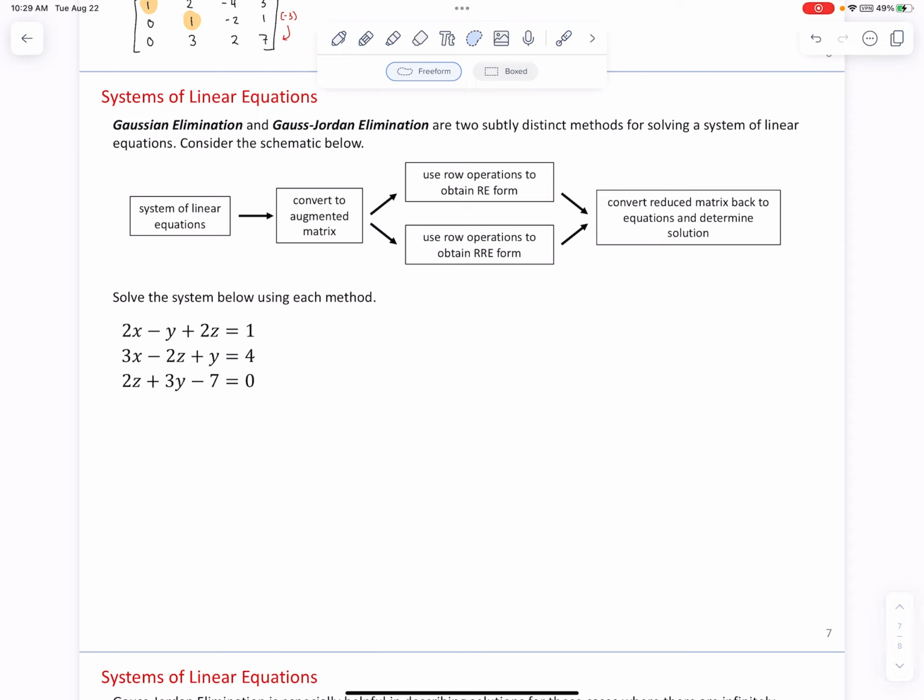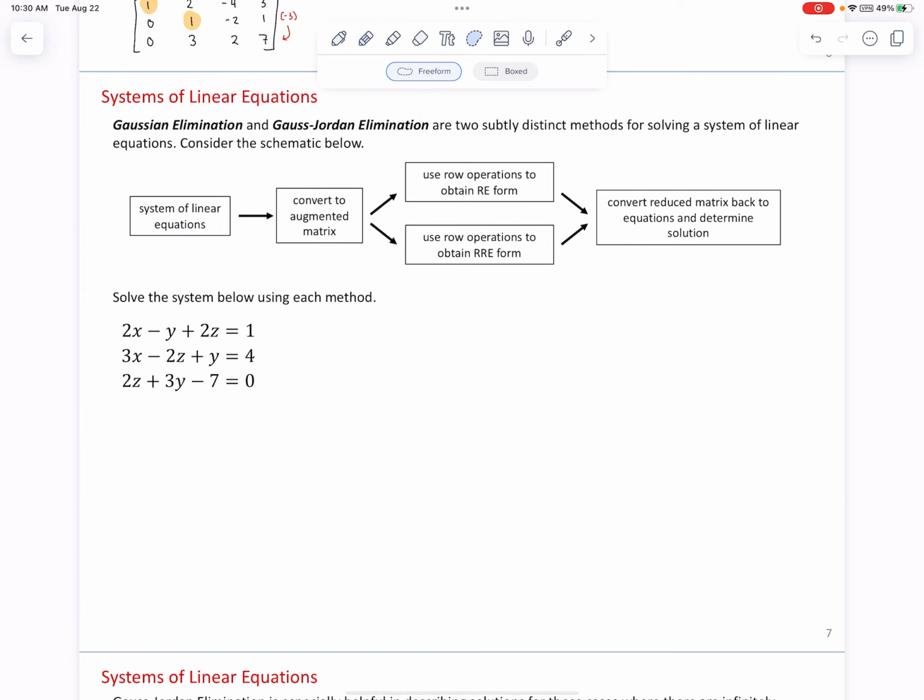Gaussian elimination and Gauss-Jordan elimination are 2 subtly distinct methods for solving a system of linear equations. Consider the schematic below. So we're starting to put all the pieces together. If you begin with a system of linear equations and then you convert it to an augmented matrix, we practiced that. And then if you use row operations to obtain RE form, and then from there, you convert the reduced matrix back to equations, and then you determine the solution. So basically, if you go this upper route here, this is one approach you can use to use matrices as a tool for solving systems of equations.